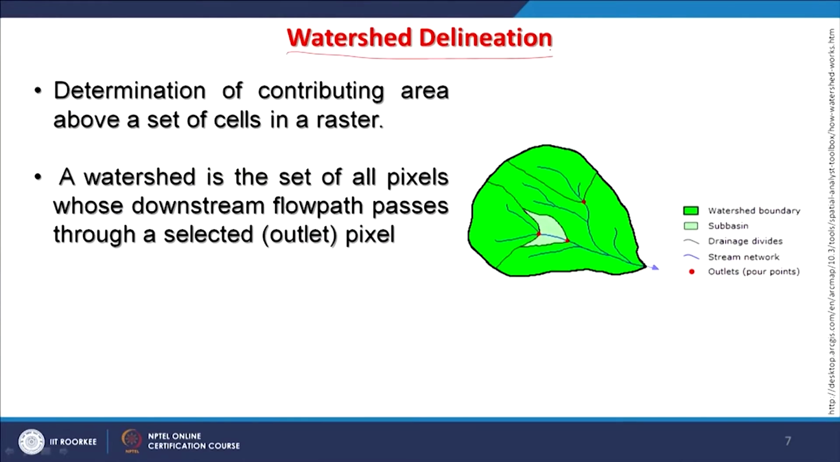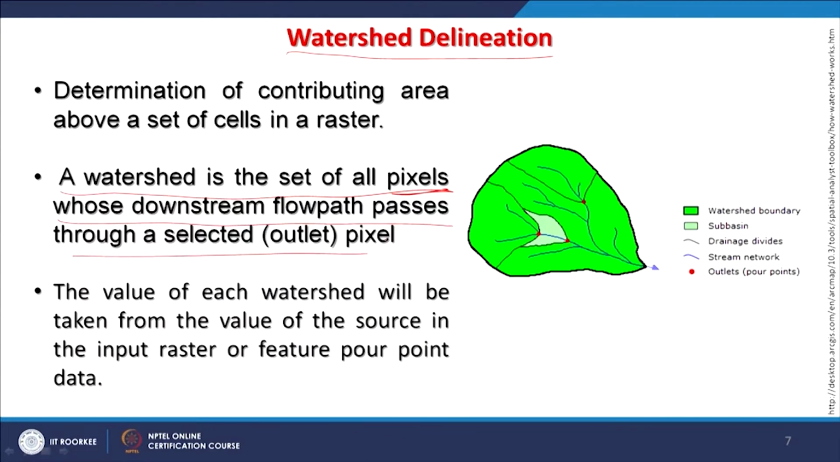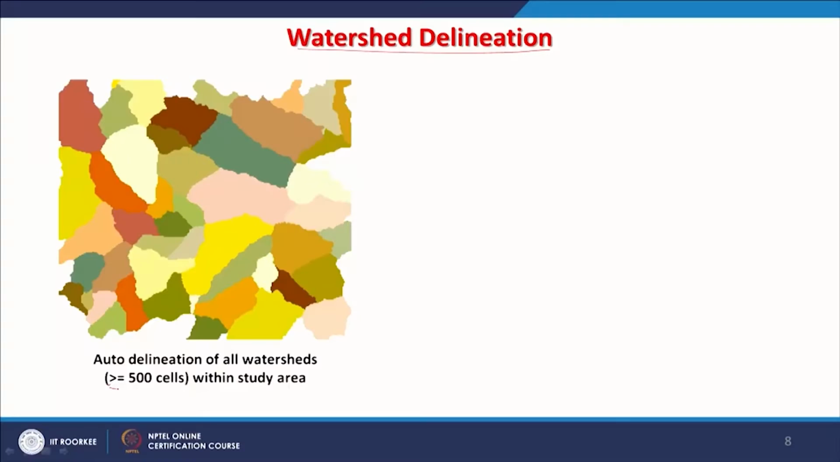So, basically if we want to define a watershed from the surface hydrologic modelling point of view, then a watershed is the set of all cells whose downstream flow path passes through a selected outlet cell, and the value of each watershed will be taken from the value of the source in the input raster or feature pour point data. With the same digital elevation model which I was using, the watershed has been delineated, and the threshold value was kept equal to or more than 500 cells. So, any watershed which is less than that has not been identified.